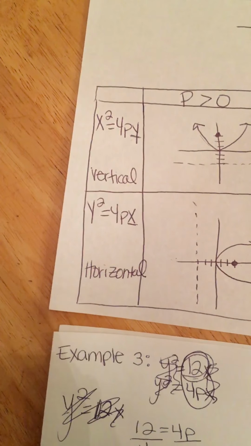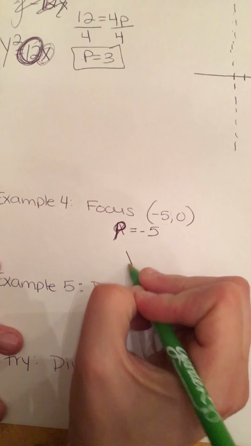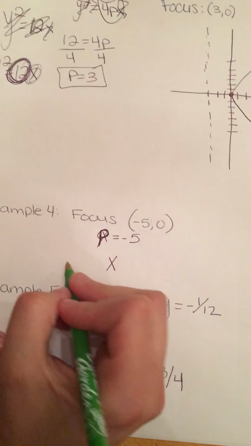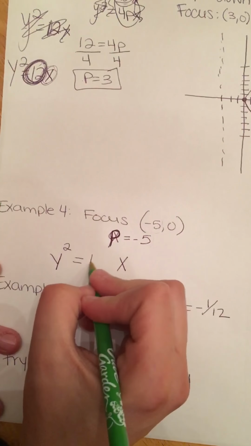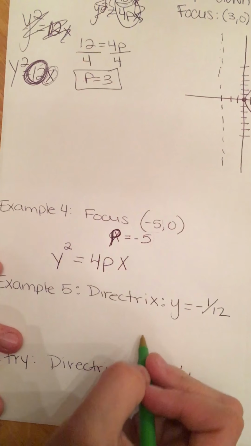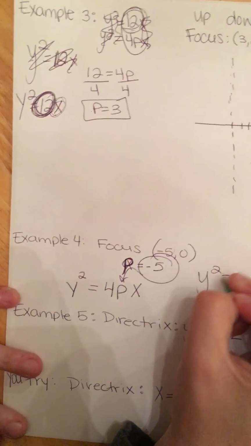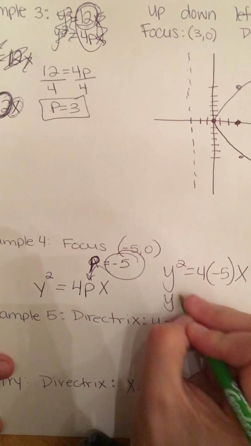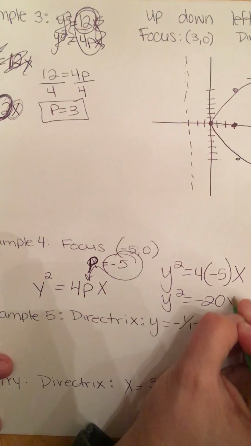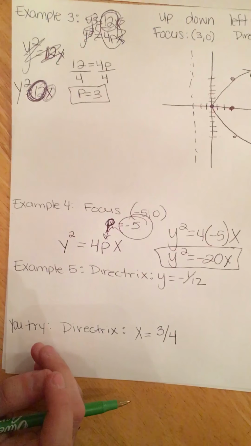So again, if you look at number 4, negative 5 is in the X spot. So I'm going to write X at the end, which means I'm going to put y squared in the beginning, and then what goes in the middle, that 4p, right? So now you have the easy part. Take whatever p is and just plug it in. So y squared equals 4px, and then solve from there. So again, it doesn't take a lot of math. It's kind of common sense, right?